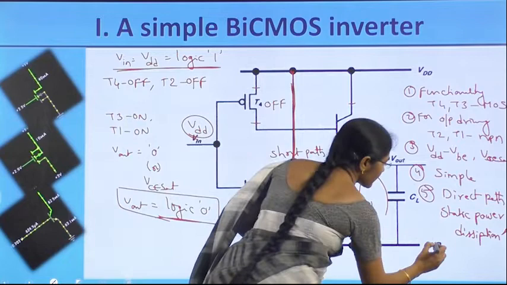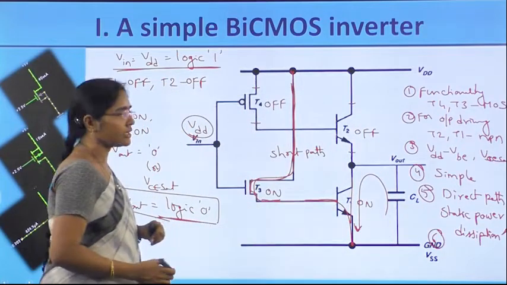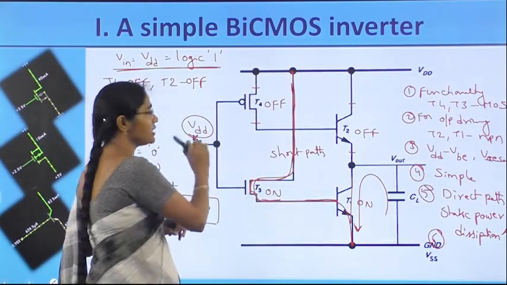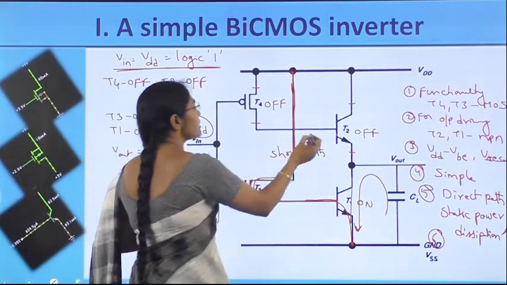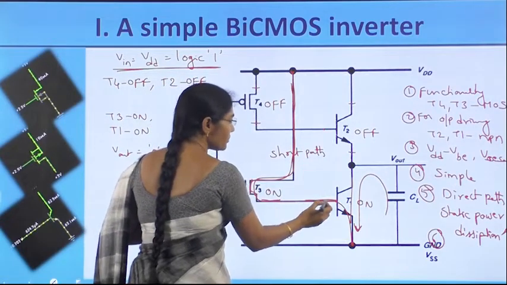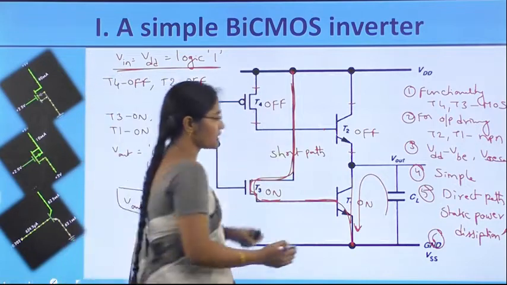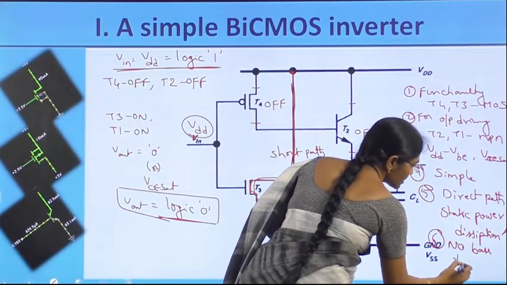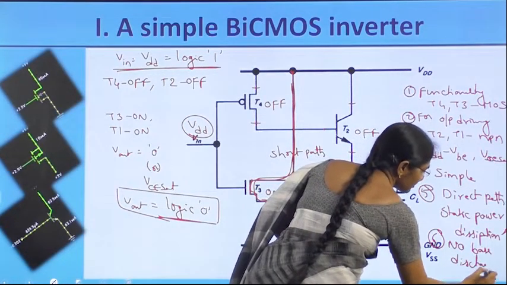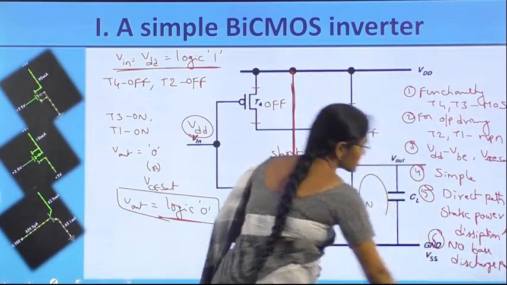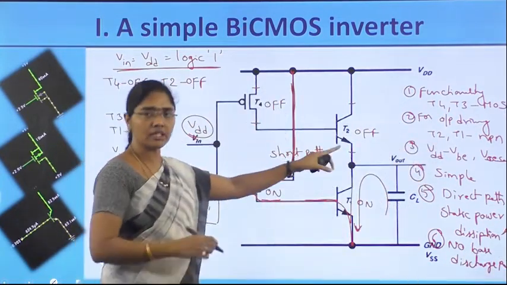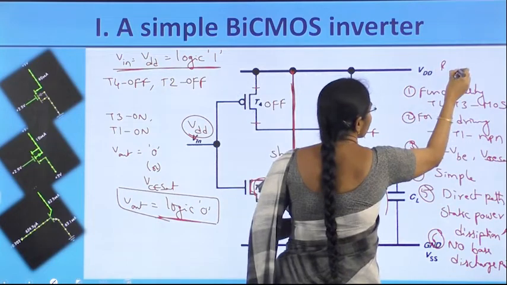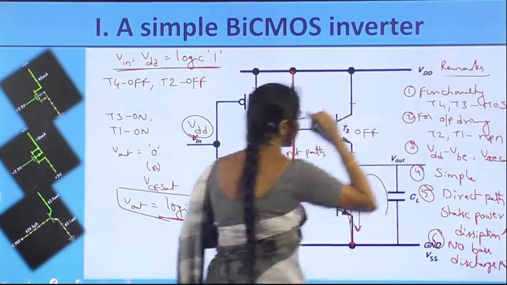So the next one is, here T2 is off when Vin is equal to high, and T1 is off when Vin is equal to low. For these cases, there is no path to discharge the base currents. That is, there are no base discharge paths for the NPN transistors to make the discharge while they are going into the off condition. These are some of the remarks for this simple BiCMOS inverter.